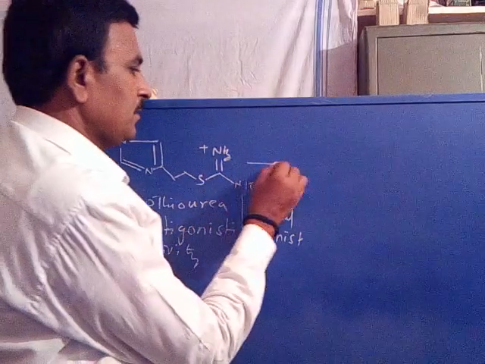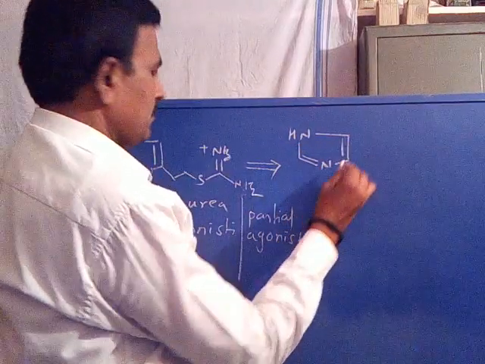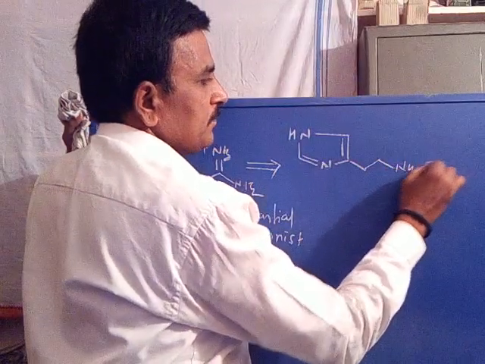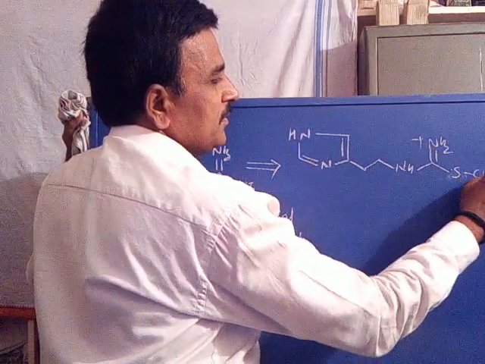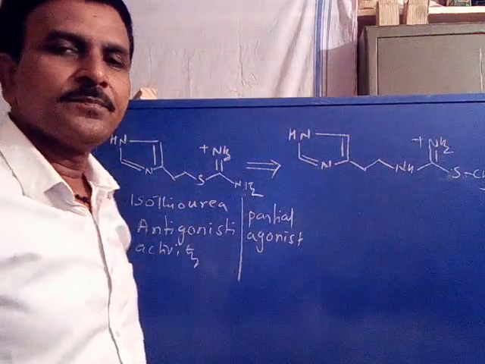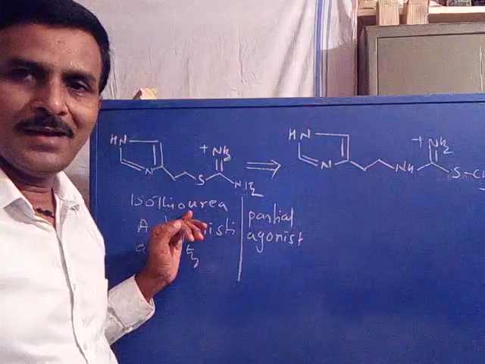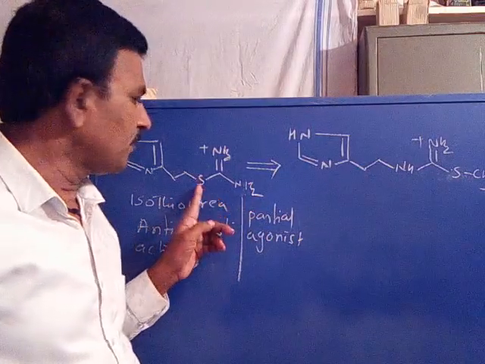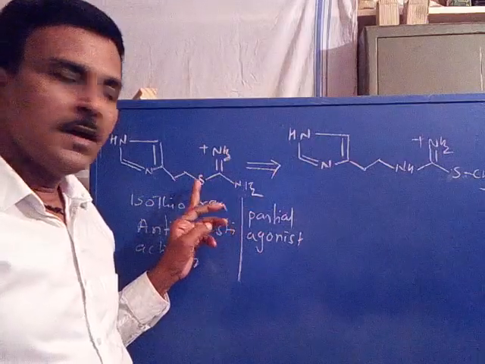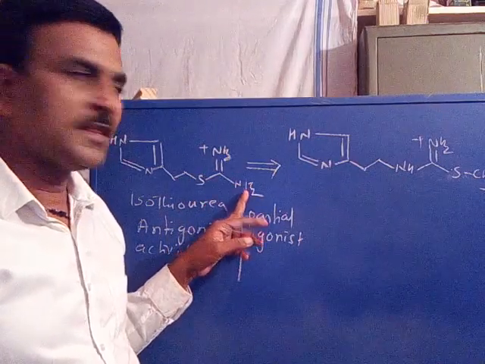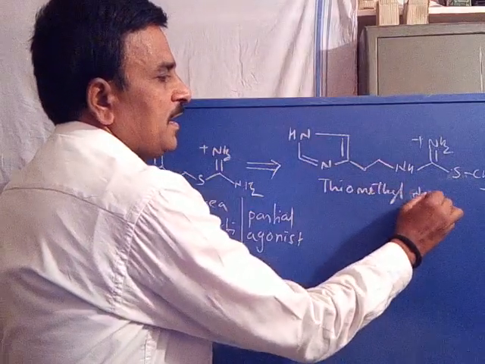To overcome its partial agonistic activity, the sulfur inside the chain is exchanged with the terminal NH2 group, thereby NH here, double bond NH2 plus charge, sulfur CH3. So it is further modified: the NH2 group was placed in place of the internal sulfur, and sulfur was placed at the terminal as thiomethyl. This is the thiomethyl derivative.